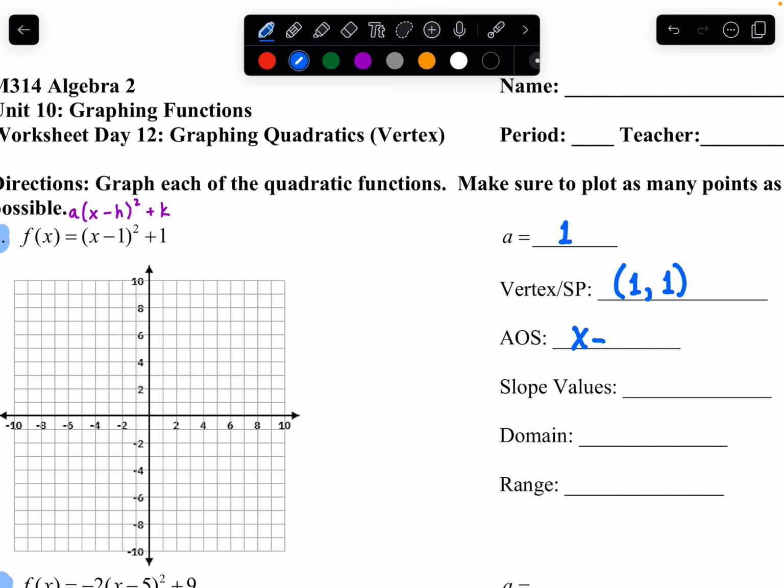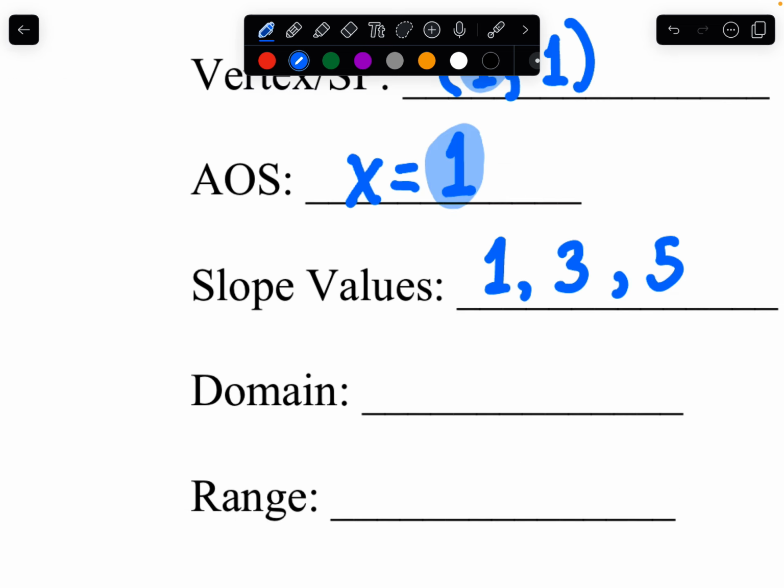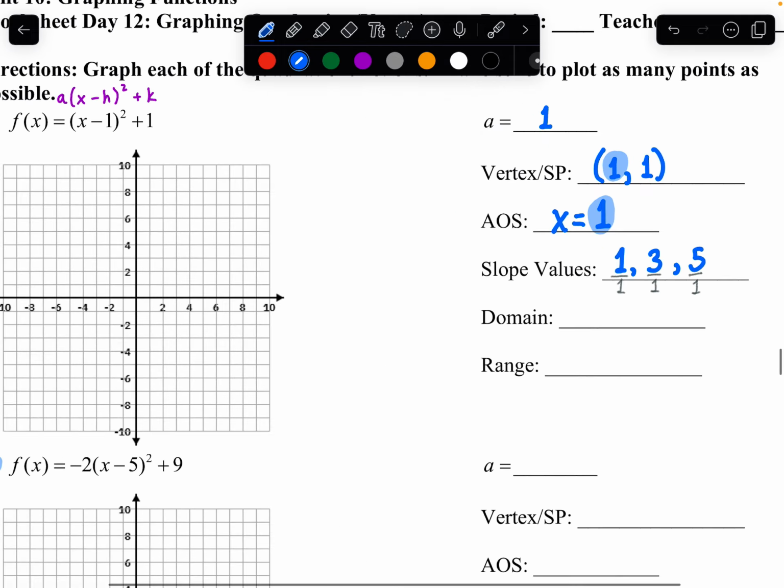Our axis of symmetry is a vertical line that runs through the vertex. So it's x equals 1. So this is the one that informs the axis of symmetry. My slope values are 1 times a, 3 times a, and 5 times a. I'm not going to do this for every other one, but this is probably a good idea, at least in this first one. This is actually how I'm going to count the slope: 1 over 1, 3 over 1, 5 over 1, or if I can get that far.